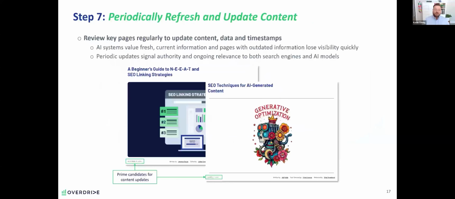Now, the last step in the 7-step process to AIO content creation actually happens after the piece is published. And that is periodically refreshing and updating your site content. Essentially, what we need to do is review key pages regularly to update content, data, and timestamps.